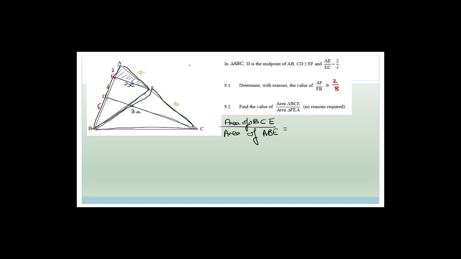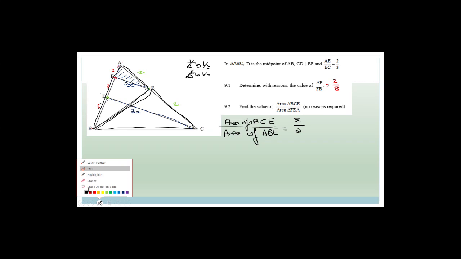Remember that the area is a half base times height over a half base times height. But since both have got halves, we can cancel that. They've actually got a common base, it's just been split up into two triangles. Do you agree that they have the same perpendicular height? So their heights are going to be the same, and then we just need to look at their bases. So this is going to be 3/2. Nice and easy, hey.